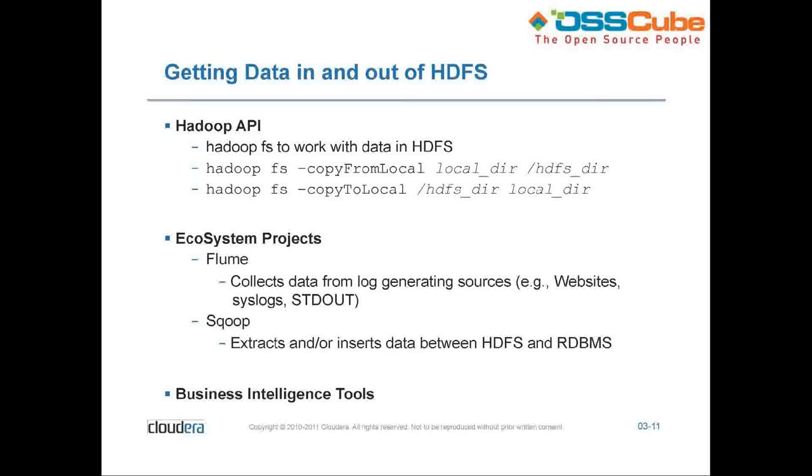So, just an overview of some ecosystem projects. Flume, like I already said, allows you to copy data from sources into Hadoop. A normal use case is log files from your web servers. Sqoop can copy data in and out from Hadoop into an RDBMS and the other way around.